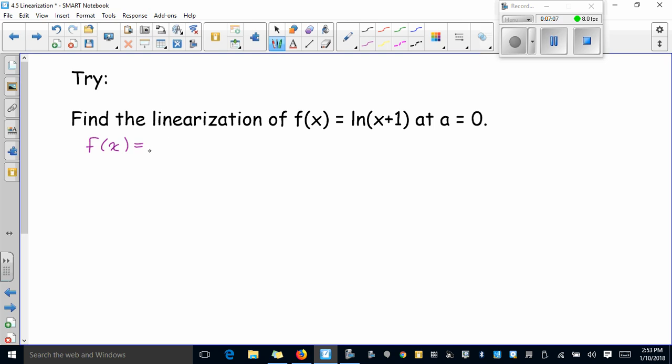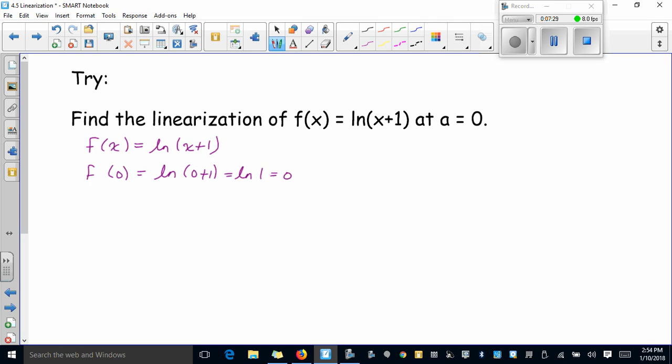Now let's do the derivative, f prime of x. f prime of x is u prime over u, so 1 over x plus 1. So f prime at 0 is 1 over 0 plus 1, or 1. I'm going to get some nice numbers out of this one.